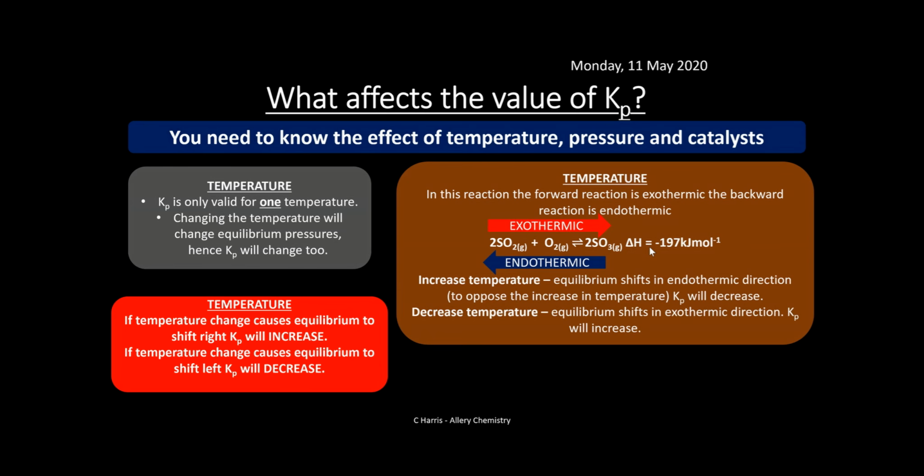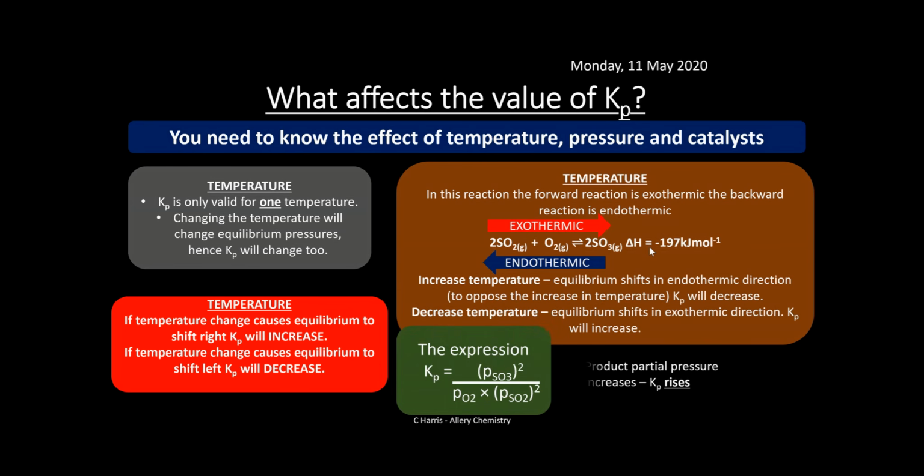And if we decrease the temperature, equilibrium shifts in the exothermic direction. That means it'll shift to the right, and so Kp will increase. We can work that out, because if we look here, think about our expression. Here's our Kp expression. We've always got products on the top, reactants on the bottom.